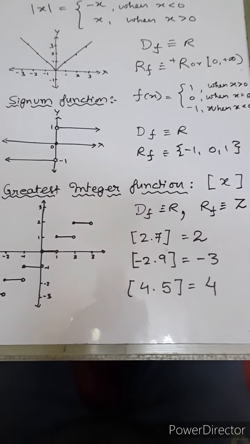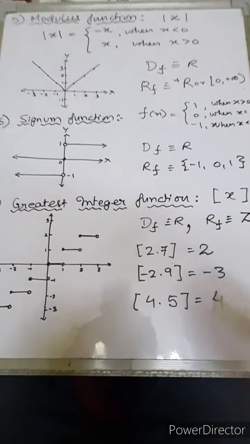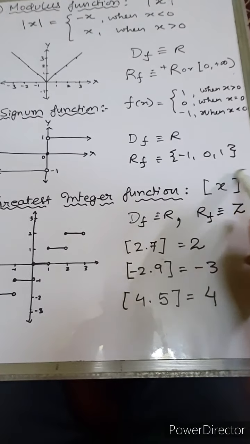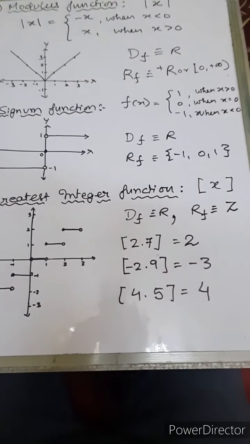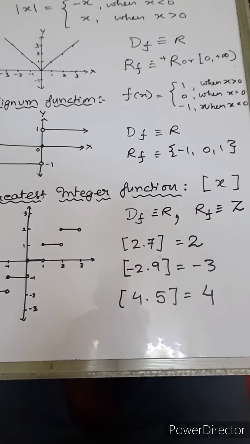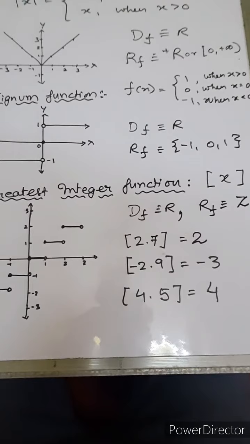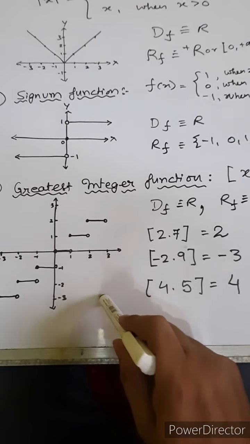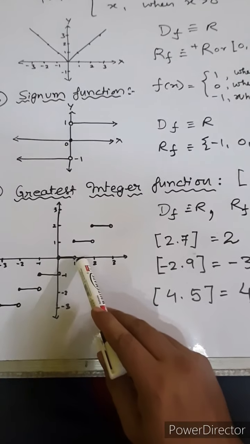Next is the greatest integer function. What is the greatest integer function? Children, the greatest integer function is defined as, we write x in these square brackets. Square brackets represent the greatest integer function. If we draw the graph of the greatest integer function, it will be like this.